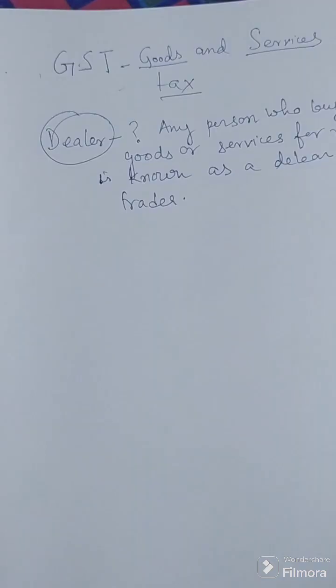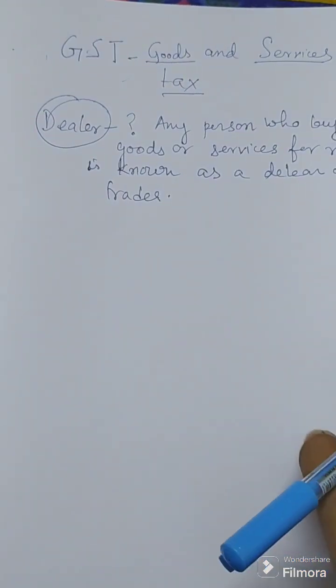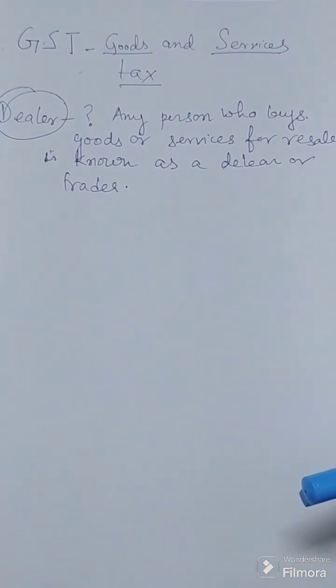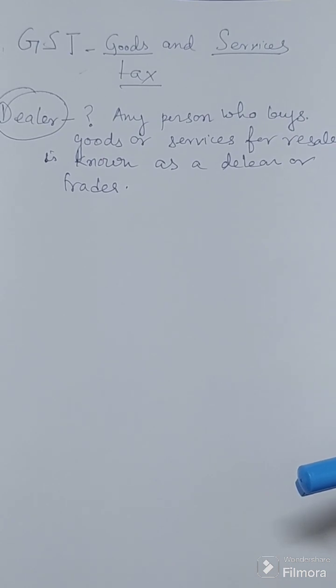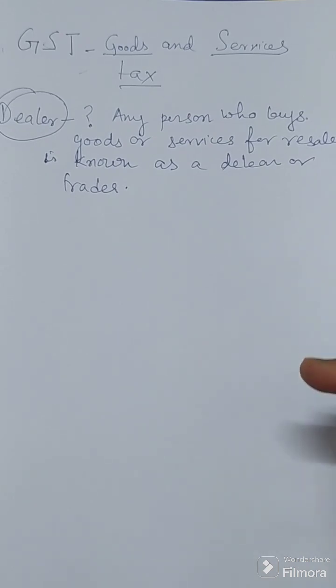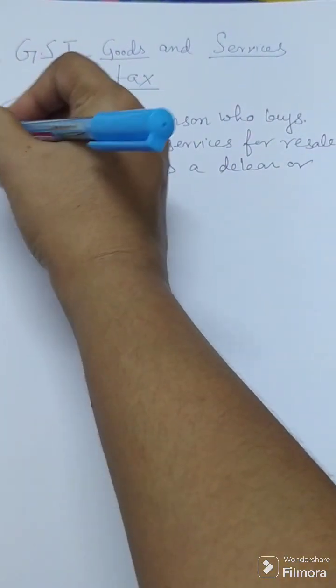That means suppose you have a shop and you want to sell some goods to the nearby people of your shop. Obviously, you have to purchase it from a manufacturer and then you will resell it to your customer. So in that case you will be a dealer or trader. Okay, so it is the first term.